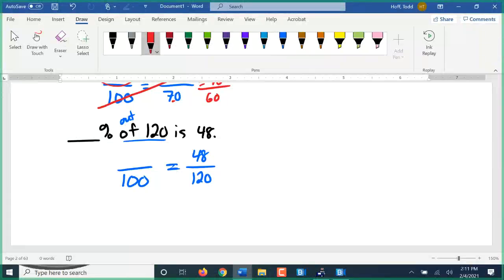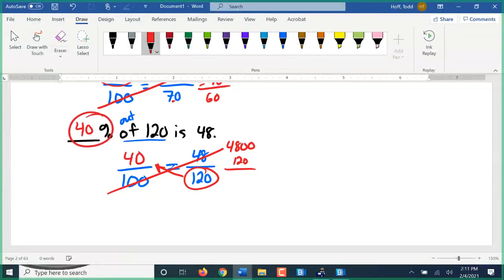Once again, we cross multiply and divide. The two numbers that are diagonal are the 100 and the 48. We multiply those, you get 4,800. The number that's by itself is the 120. It's diagonal with our missing number, so we divide by 120. You get 40. 40 out of 100, or 40% of 120 is 48. So that is the proportion method. I like the proportion method for a lot of reasons.